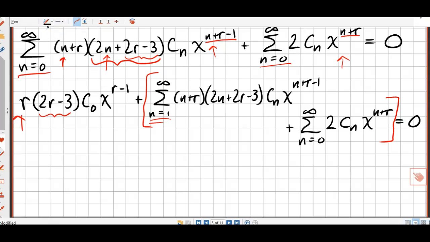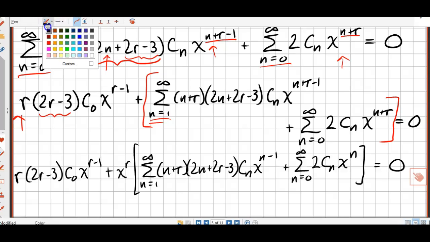So I'm going to go ahead and factor out the x to the r. All right, so I factored out the x to the r, and notice here the exponents have been adjusted. So instead of n plus r minus 1, it's just n minus 1. Instead of n plus r, it's just n. All right, so I've gotten all that taken care of.